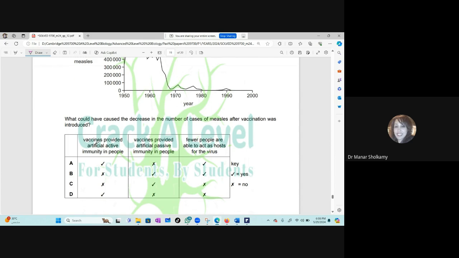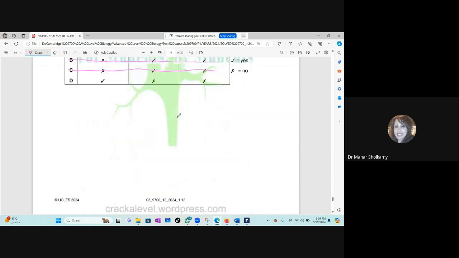Do vaccines provide artificial active immunity? Yes. So it's not B. The easiest way is to exclude, not B, not C. It's A or D. So choose A or D. Okay. A, because fewer people are able to act as hosts for the virus. And also, vaccines provide artificial passive immunity. No, that's incorrect. Okay, so the answer is A. Well done, Farouk. You did a very good job.